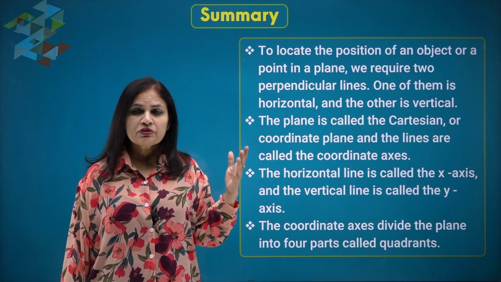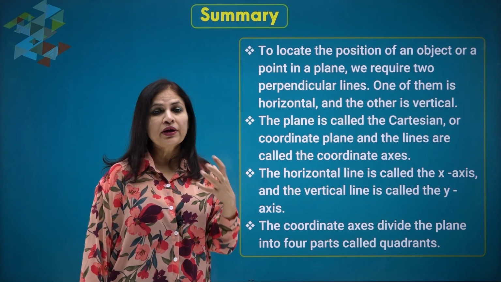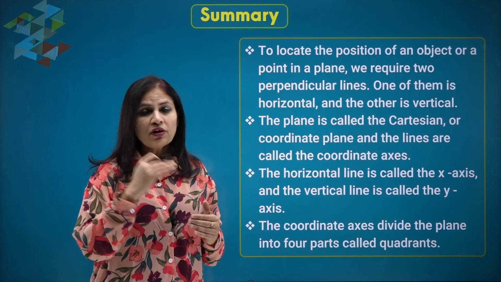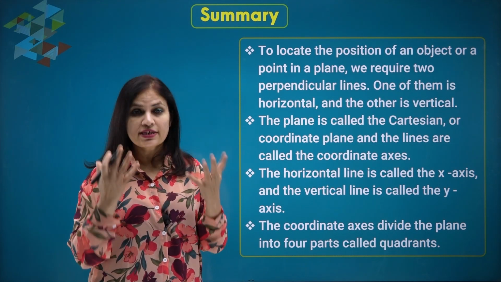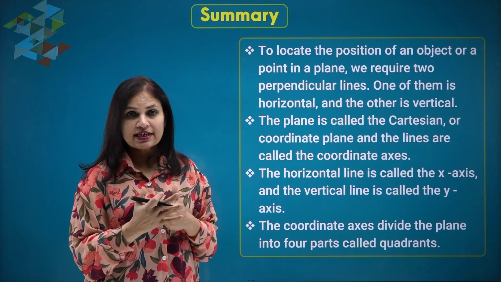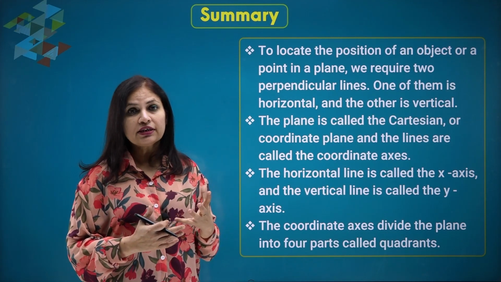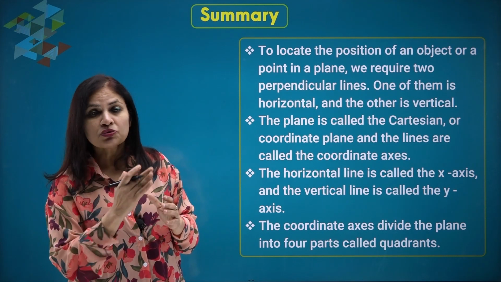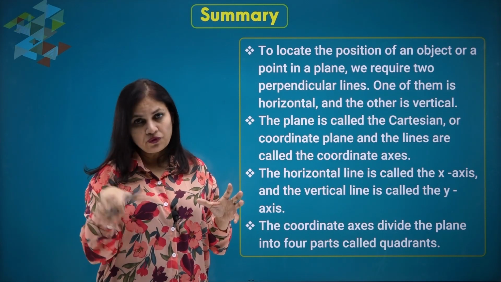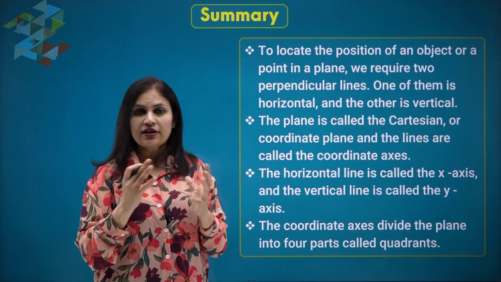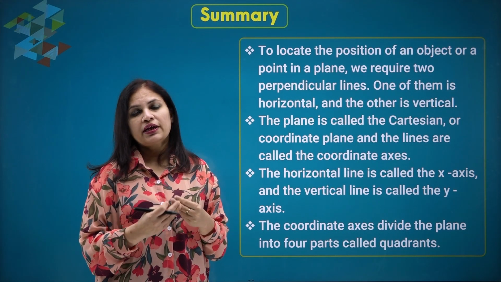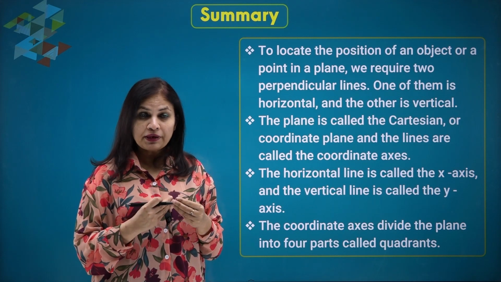So to locate the position of an object or a point in a plane, we require perpendicular lines. One of them is horizontal, known as the x-axis, denoted by XX dash, and the other, a vertical line, denoted by YY dash. The two lines along with the 4 quadrants are known as the Cartesian plane. And why is it important to learn this? Just to locate a point on the plane.